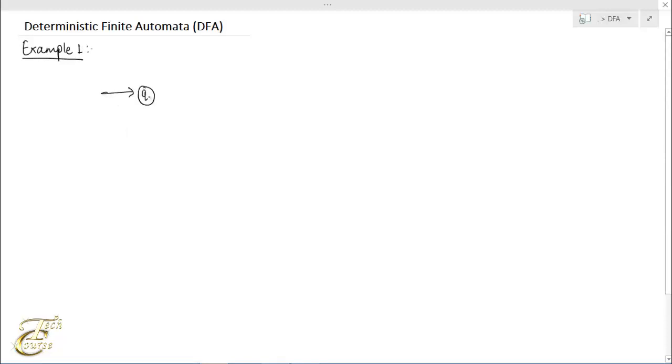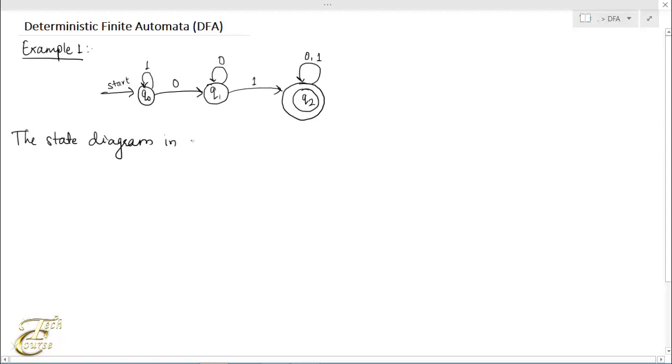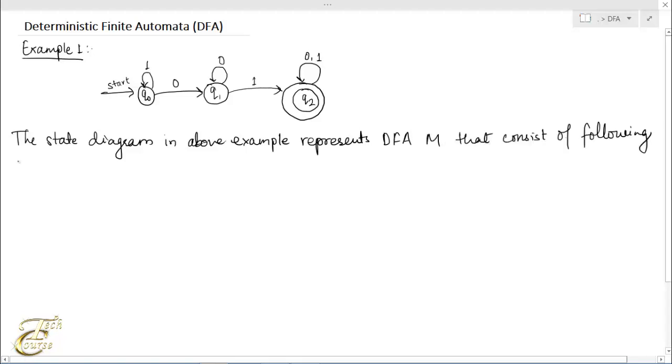Let's clearly understand the formal definition of DFA by taking an example. The state diagram in the above example represents a DFA, let us denote it with M, that consists of the following 5 tuples. As we know, the first tuple is Q, which is a set of states. In the above state diagram, the set of states are Q0, Q1 and Q2. The next tuple is the alphabet, that is the set of input symbols. In the above figure, there are 2 input symbols, 0 and 1.